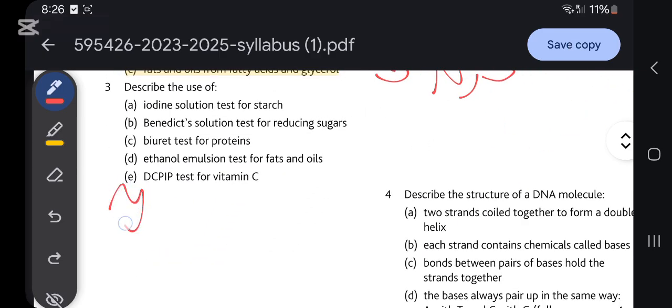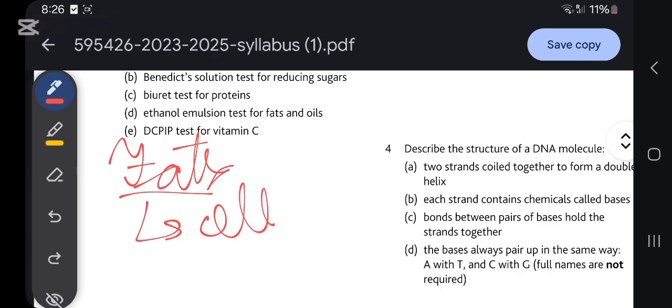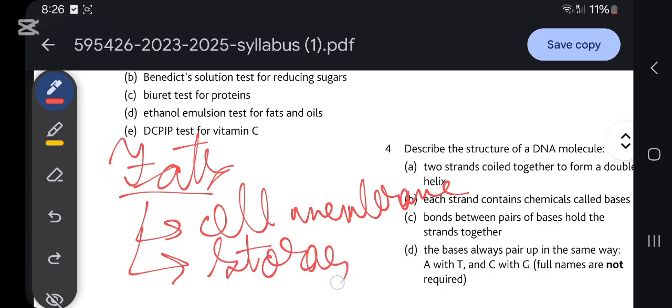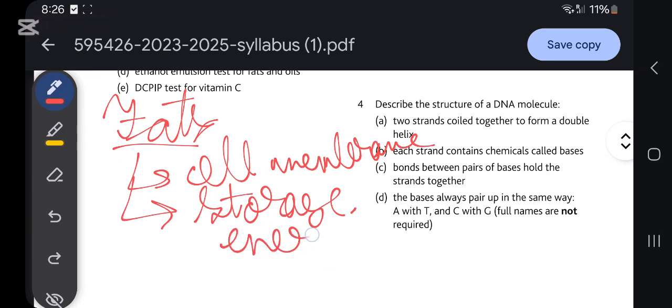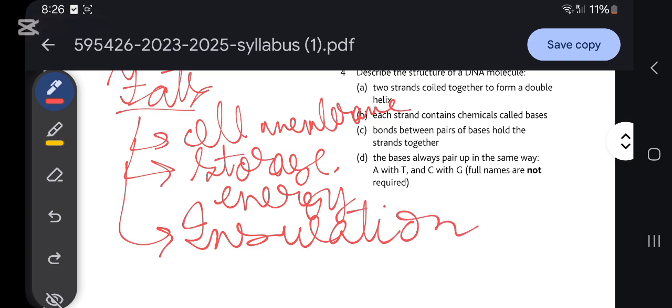Now let's discuss some uses of fats. Fats are used in making cell membrane. They are used for storage and to provide energy. I think this comes later on though, but we'll just discuss it here. They are also used for insulation. They keep you warm, the layer of fat on you, and it's an energy store, a storage material, and it's for insulation.